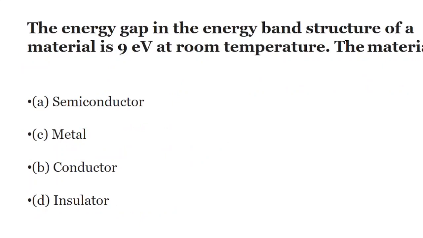Next is, the energy gap in the energy band structure of a material is 9 electron volt at room temperature. The material is semiconductor, metal, conductor, insulator. So this is an insulator. Option D is the right answer.